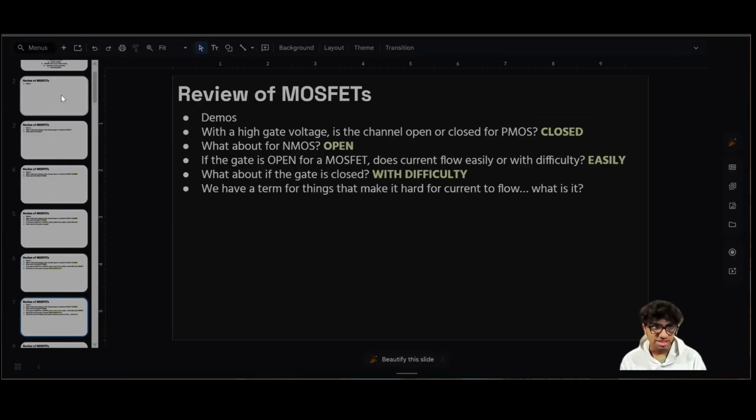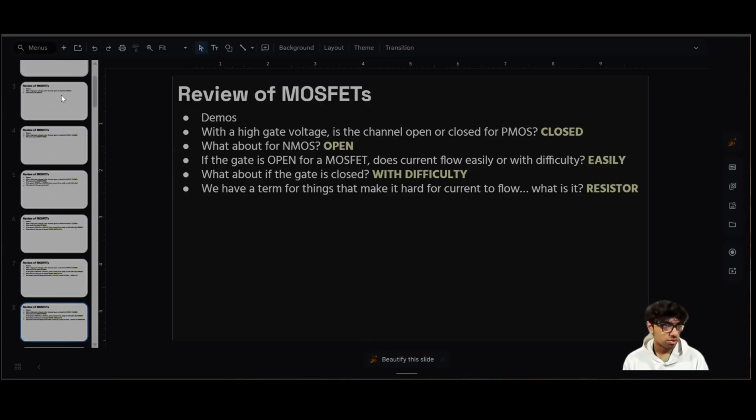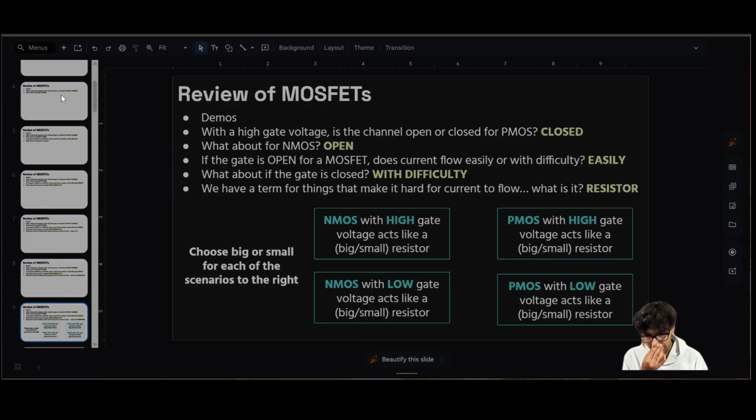And we have a name for things that make it hard for current to flow. That's a resistor, right? Hard current flow means lots of resistance. And so we typically say that transistors that are on act like small resistors. Transistors that are off act like big resistors. So we're going to go away from this analog picture of the amount of current that can flow to a picture of it is on or it is off. We're going to think about digital from now on.